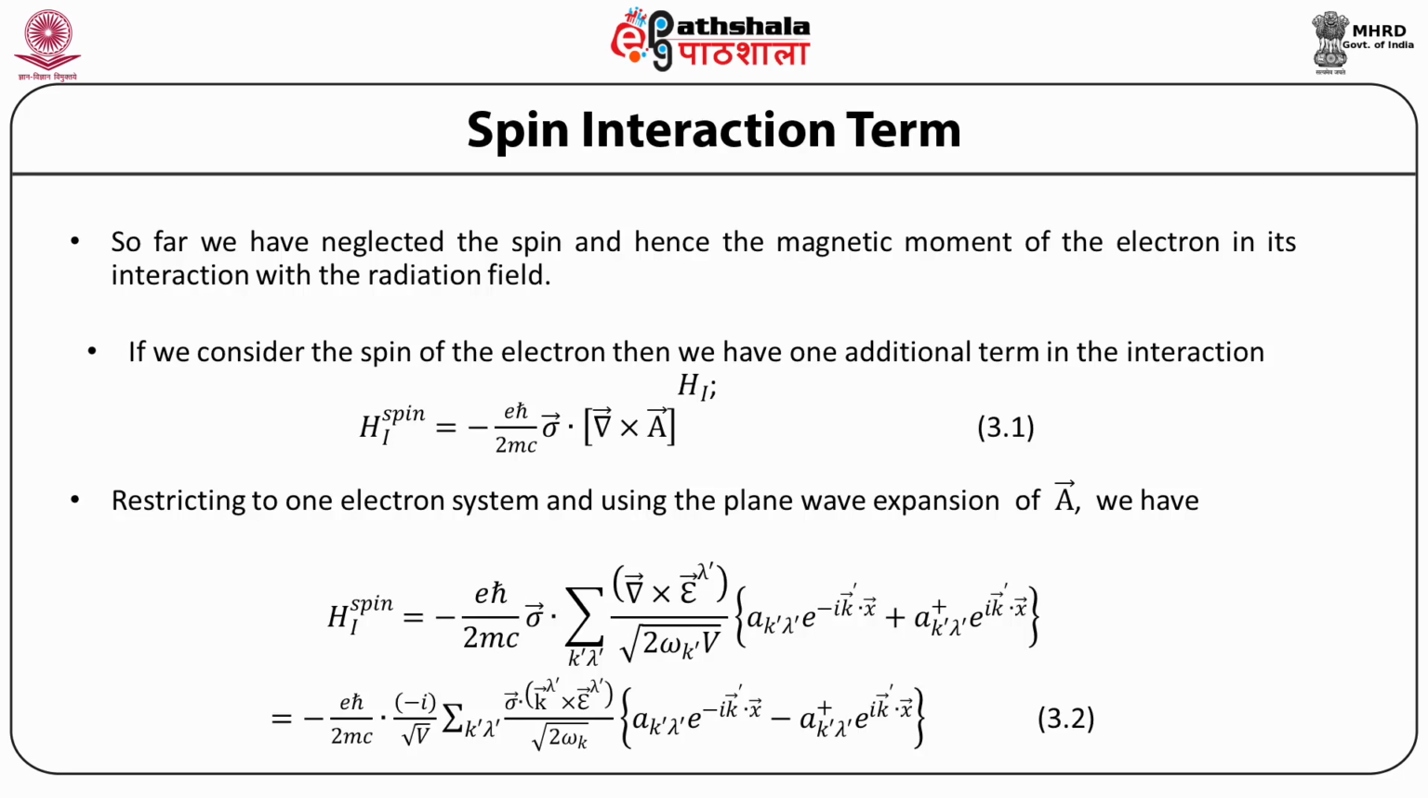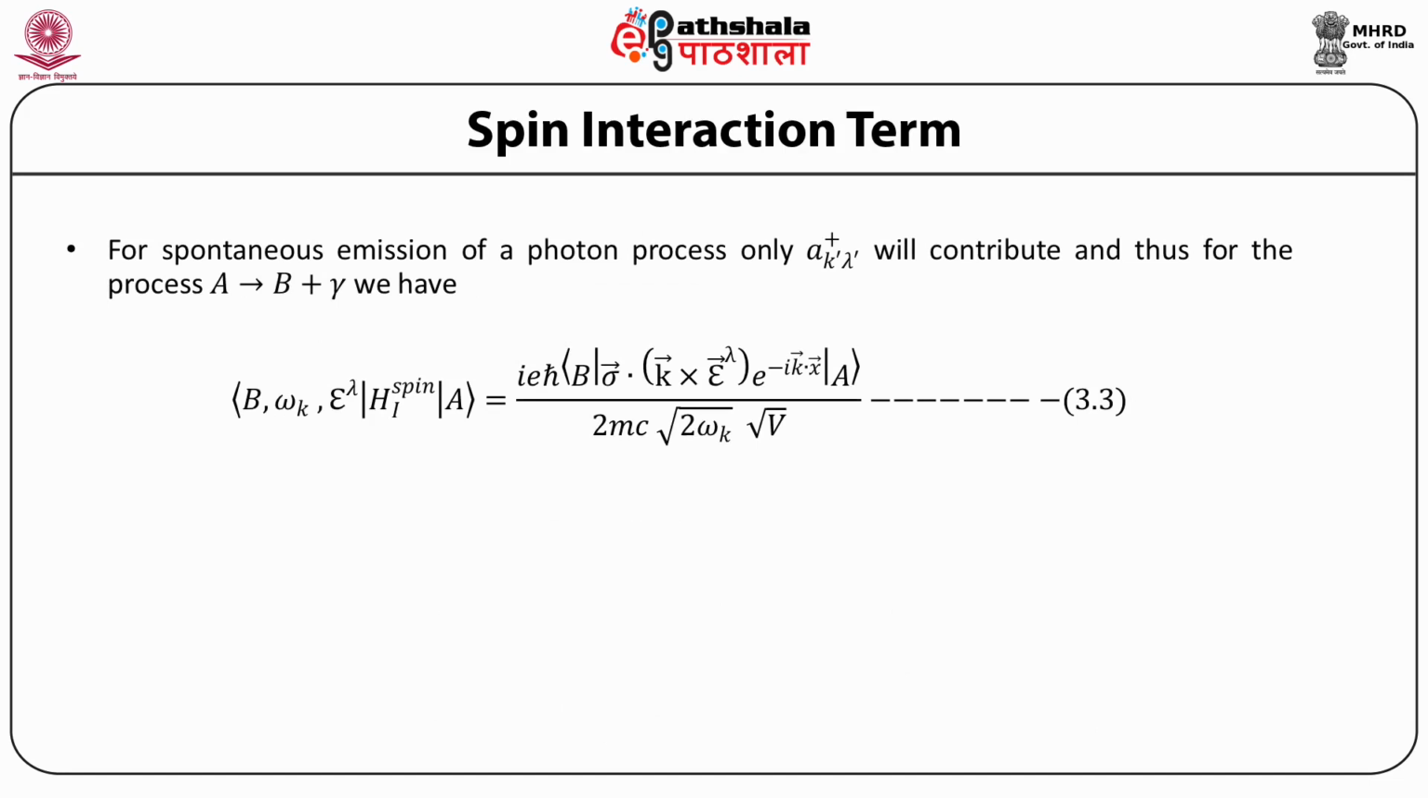And a k prime lambda exponential minus i k prime dot x vector and a dagger k prime with exponential plus i k prime dot x vector. This simplifies to minus e h cross by 2mc into minus i by square root of V, summation over k prime and lambda prime, sigma vector dot k lambda prime vector cross epsilon vector divided by twice omega k, a k prime exponential minus i k prime dot x vector, a dagger k prime exponential plus i k prime dot x vector. For spontaneous emission of a photon process, only a dagger k prime will contribute.